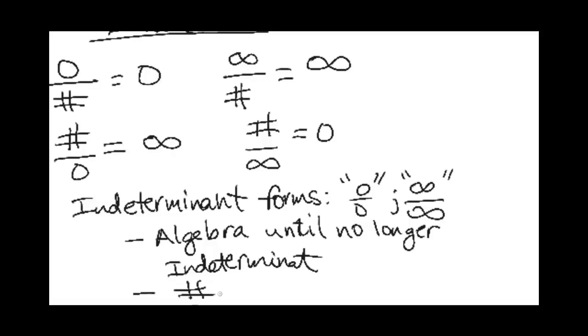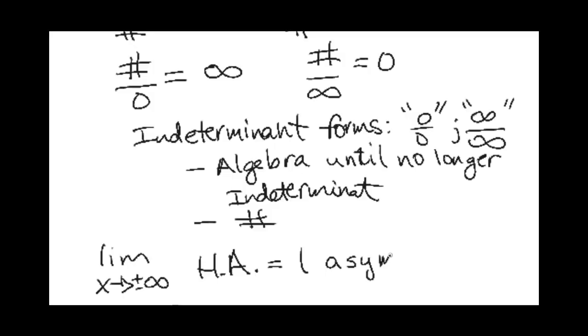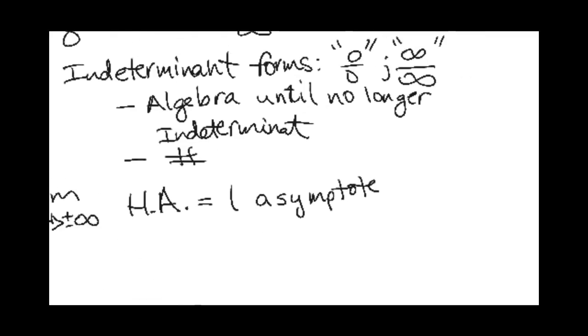You can use the limit as x approaches plus or minus infinity, as you get really large and really small in your x values, to find your horizontal asymptotes. And you'll always get one asymptote if there's no square root, and you should get two asymptotes if there is a square root.